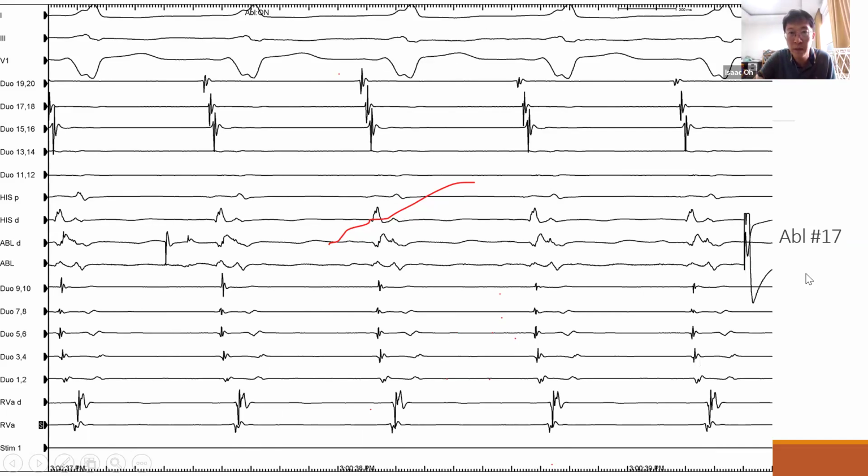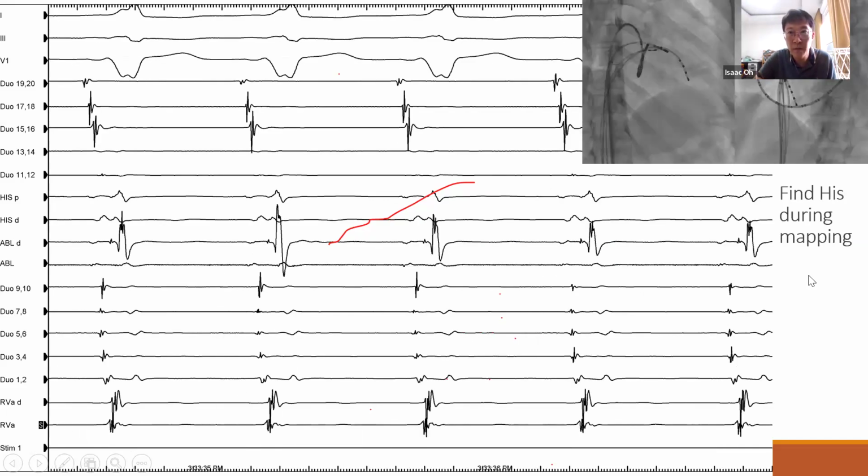So we ablated here, and during the mapping we found a significant His signal in the ablation distal. At first I realized that the A and V are quite near, so we could not find a clear His, but realized it might not be the exact point of the His. By then 6 hours had passed, and I tried to change to some His potential, but could not find a discrete potential here either.